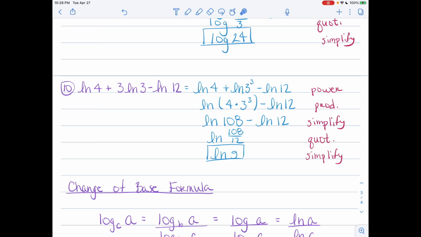I want to take a moment to stop and simplify. 4 times 3 to the third, which is 4 times 27, is going to give me 108, and that's just a simplify step. Now, because I have subtraction, I can keep condensing, and that will be using my quotient property. I get natural log of 108 divided by 12, and finally simplify this fraction to be natural log of 9.